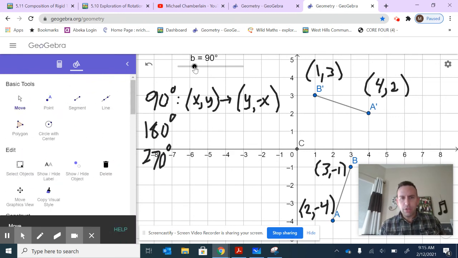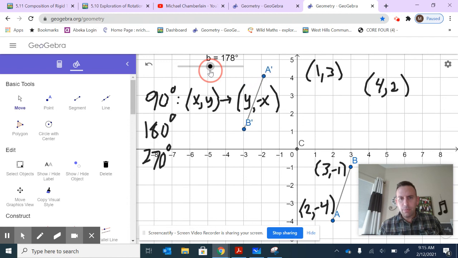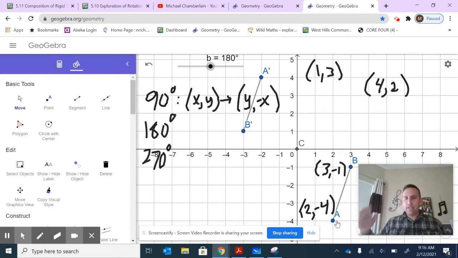All right, if we move our slider over to 180, and we did this in the previous video, what you notice is that the points are exactly 180 degrees, so it's like diagonal across the origin. And A is now at (-2, 4) rather than (2, -4). And B is at (-3, 1) rather than (3, -1). So all that happens there is a sign change.